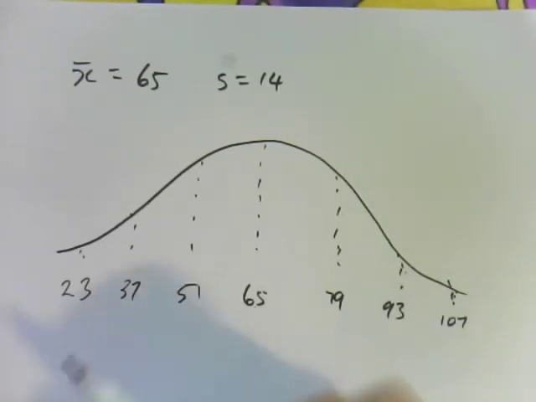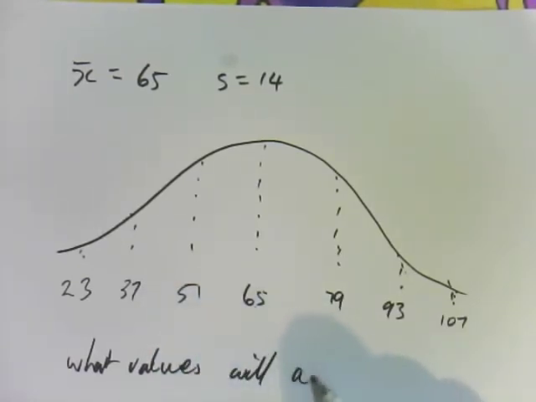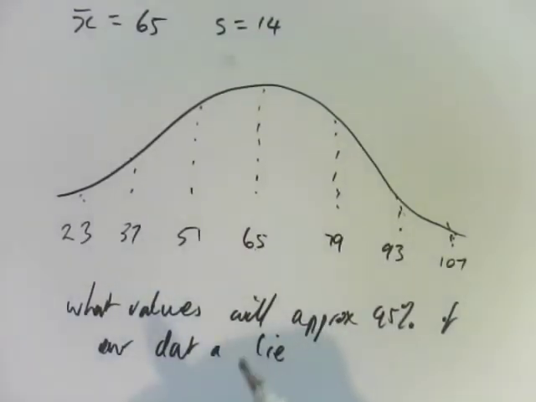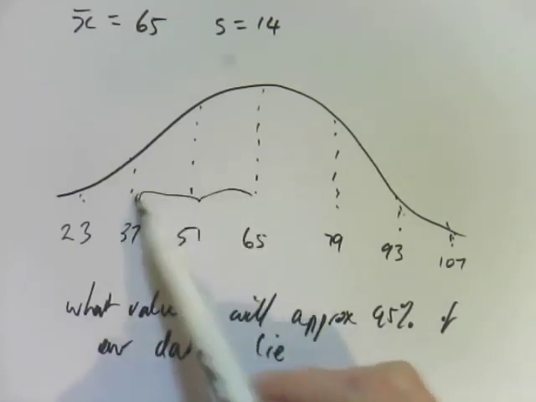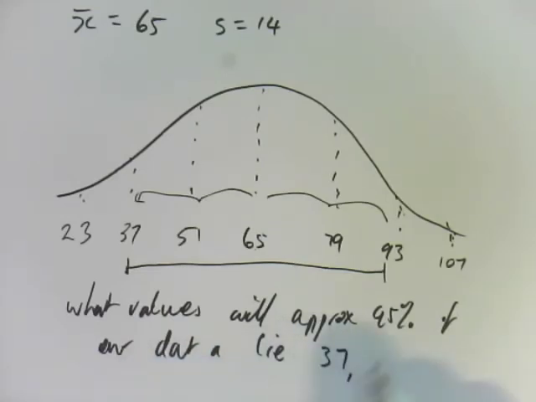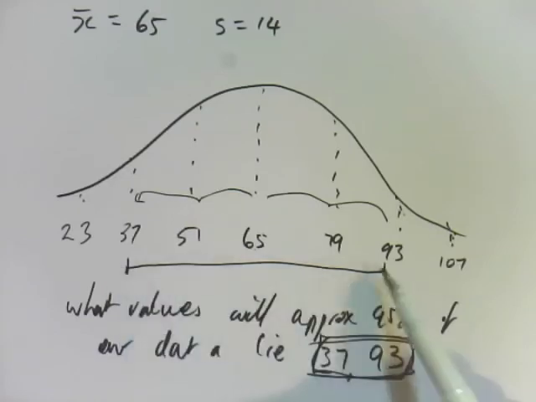Now this particular question said, what values will approximately 95% of our data lie between? So we know that 95% lies within 2 standard deviations of the mean. So 1, 2, and 1, 2. So we can work out that it's going to be 95% of our data between 37 and 93. Approximately 95% of our data will lie between these two.